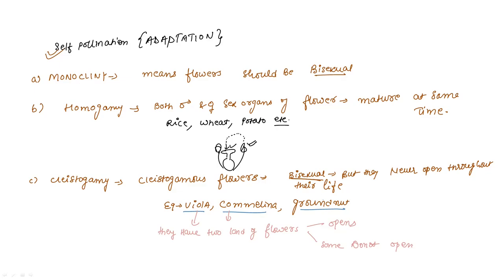Okay, so cleistogamous flowers are always closed, right? And why are they always closed? Because they want assured seed set. It means that if you have a bisexual flower and it is not opening, it is for sure going for pollination. That's why I want the assured seed set.